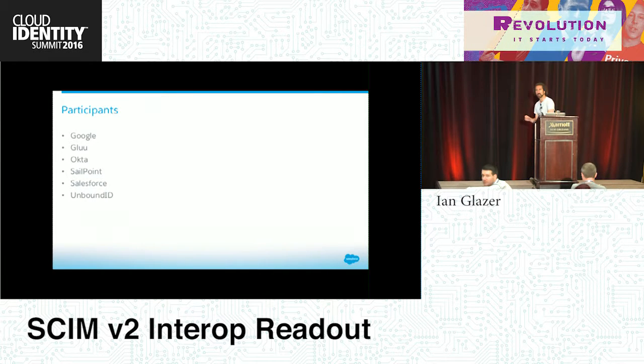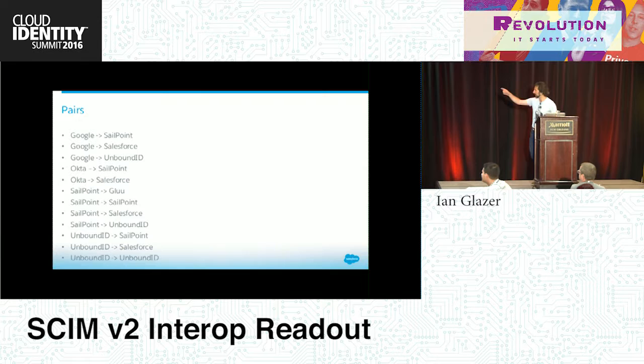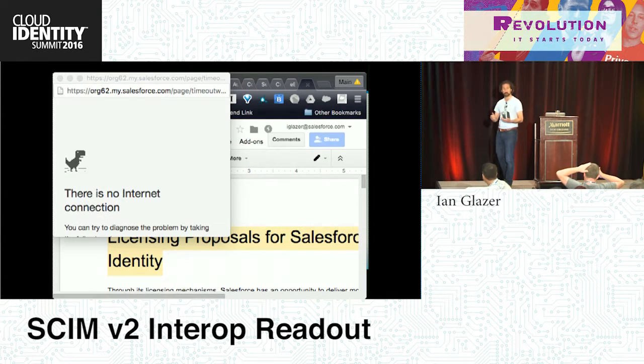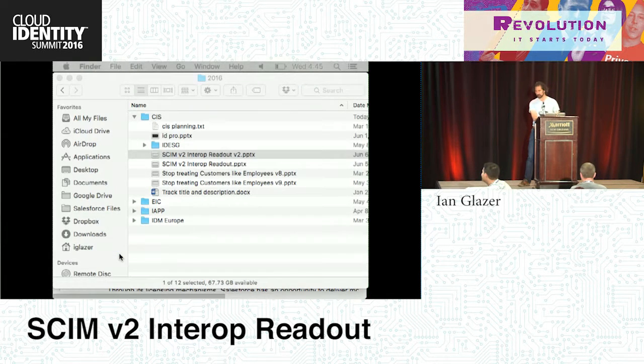Not everybody tested with everybody. So what we did was we sort of just worked through pairs of tests. So these are the pairings that you'll see in terms of who tested with whom. Now in some cases, like Unbound and SailPoint, they actually tested their clients against their own servers. And that's also interesting to see the results of that. Not surprisingly, they did quite well. That's more surprising than I expected.